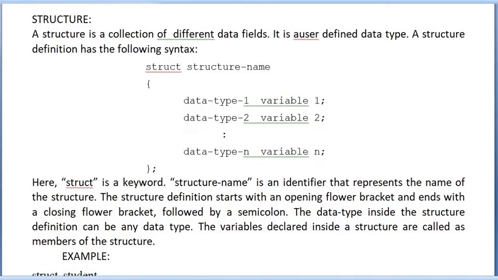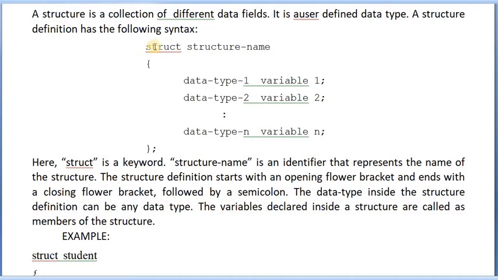Here struct is a keyword. The structure name is an identifier, that is, a name that represents the name of the structure. The structure definition starts with an opening flower bracket and ends with a closing flower bracket, followed by a semicolon. The data type inside the structure definition can be any data type. Inside the structure, a variable can have any data type.